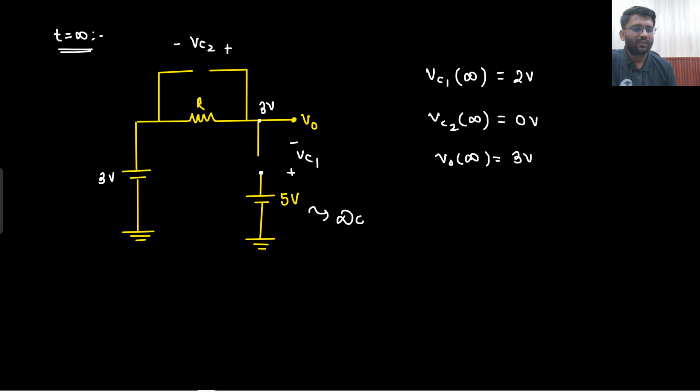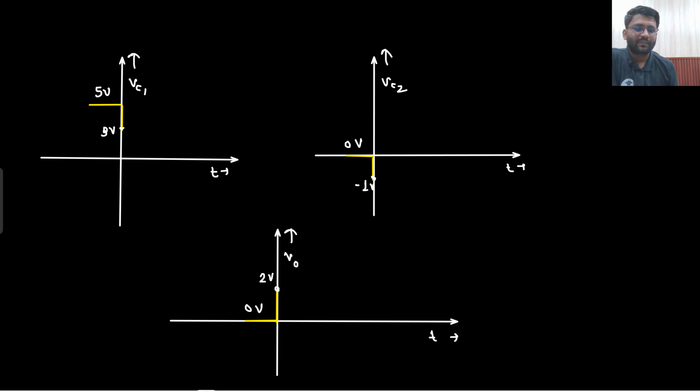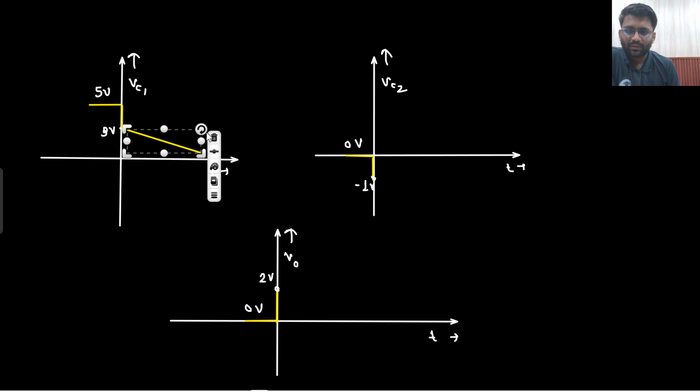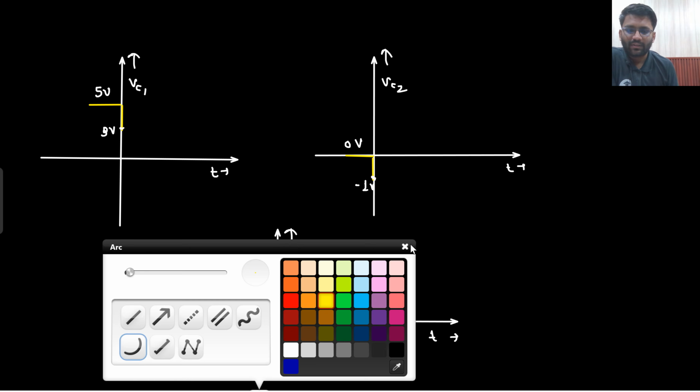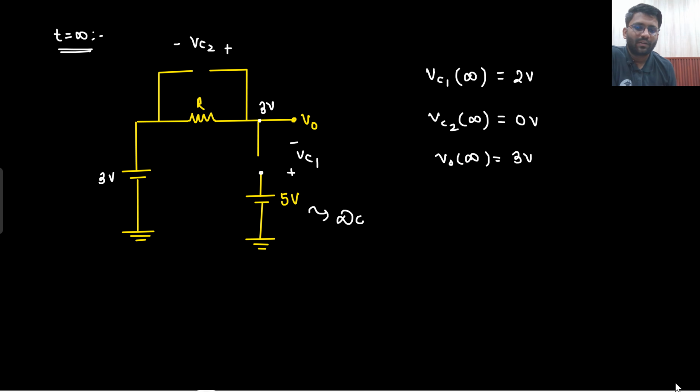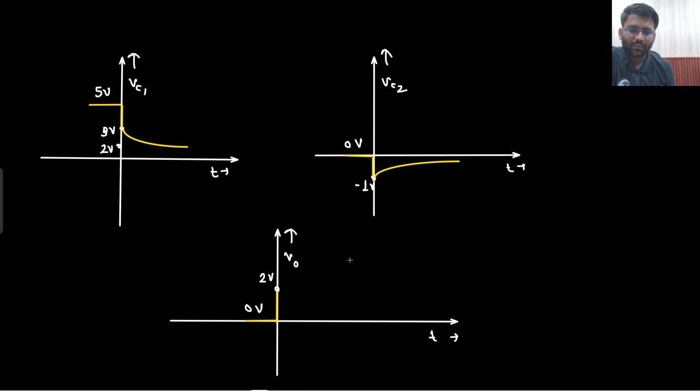That's it. Okay. So what is the waveform you are getting? VC1 is coming down to 2 volt, from 3 to 2 volt, exponential 3 to 2 volt it is coming. Then this is going from 1 to 0. This is your 2 volt. This is going from 1 to 0. And what about V0? This is going from 2 to 3 volt. That's it. This is the complete answer.